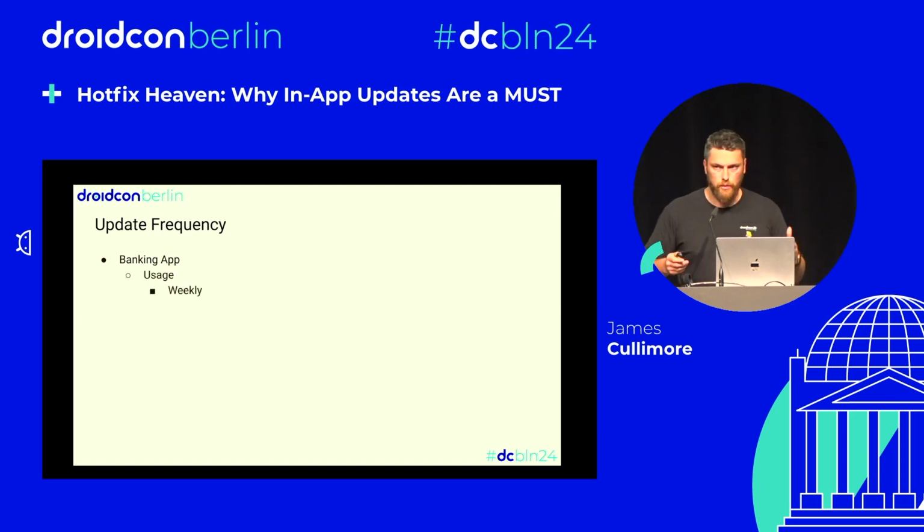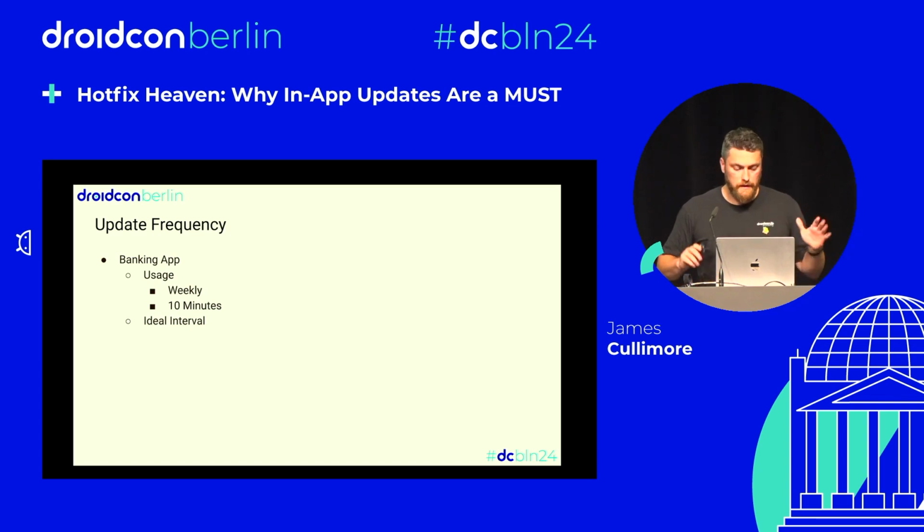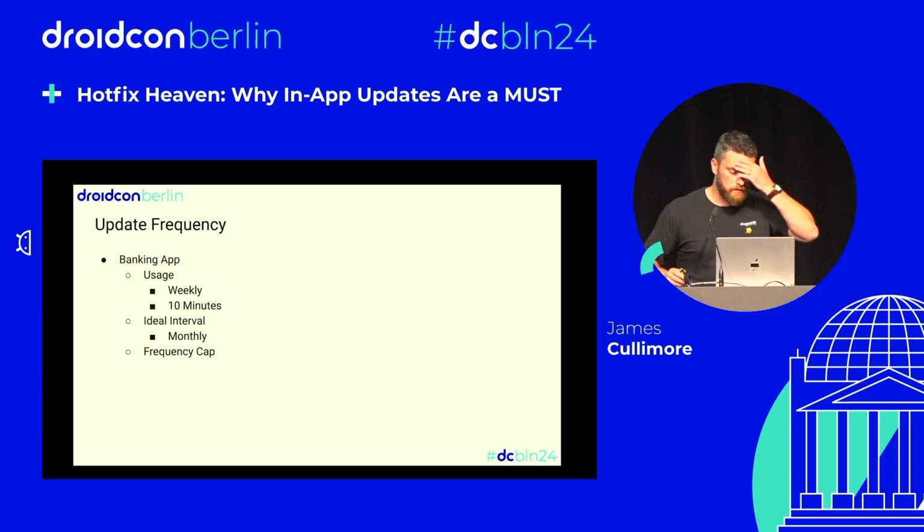So it's used maybe on a weekly basis, roughly for 10 minutes. So in my opinion, the ideal interval would be monthly. This allows developers to get as many tasks done for the update, but also enough time frame that it delivers enough content and fixes and performance improvements for the user.